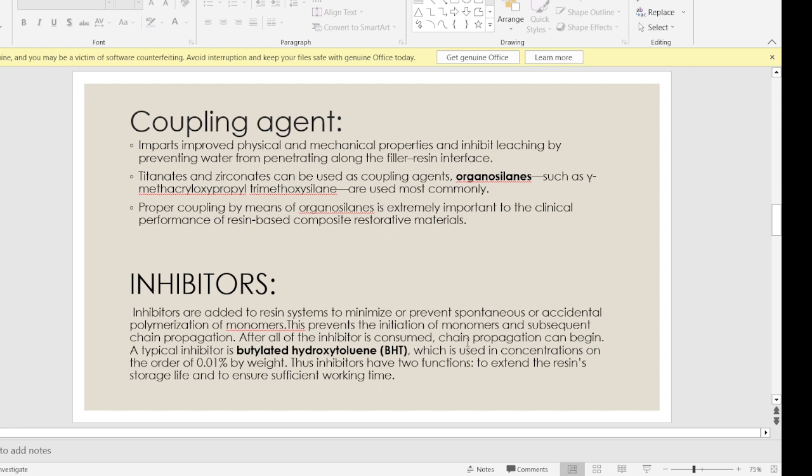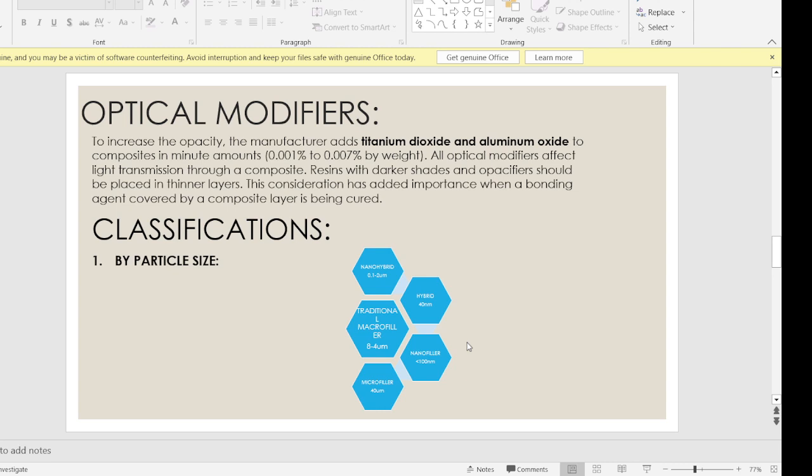Inhibitors are added to the resin system to minimize or prevent the spontaneous or accidental polymerization of the monomer. This prevents the initiation of the monomer and subsequent chain propagation. After all of the inhibitor is consumed, the chain propagation can begin. A typical inhibitor, butyl hydroxy toluene, is used at a concentration in the order of around 0.01% by weight, and thus inhibitors have two functions: to extend the resin storage life and to ensure sufficient working time.